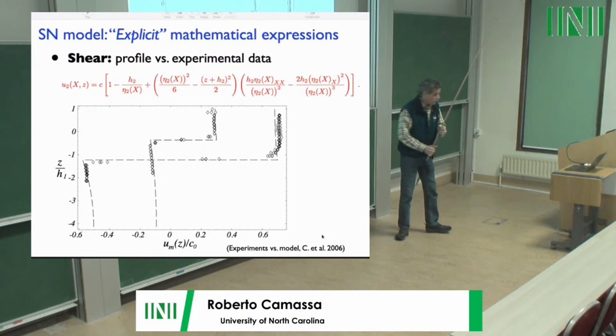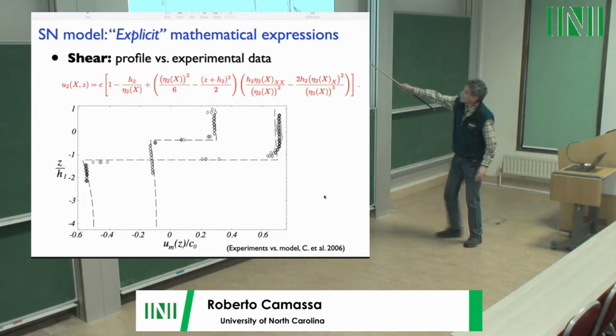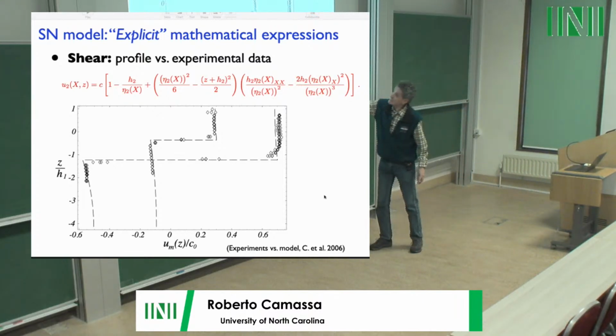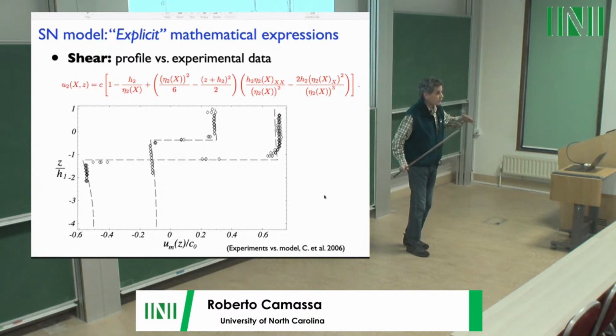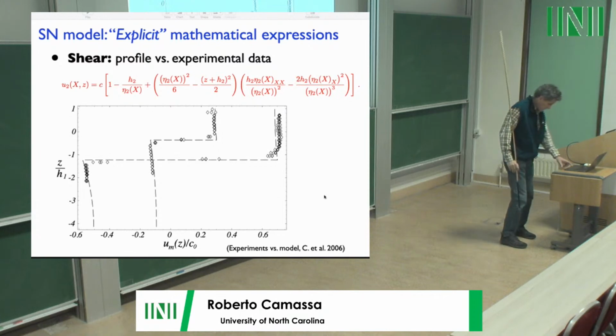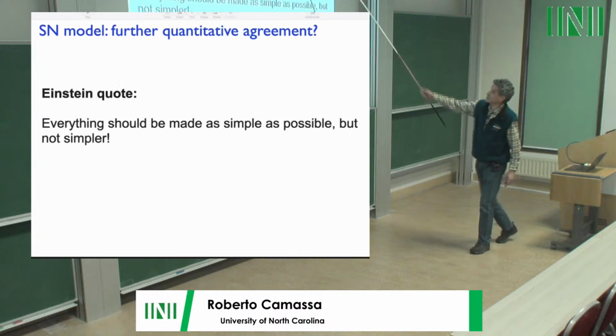The experiments by Grue were with a very small transition between the two layers. It's not perfect, and also you can see that there is somewhat of a slope here, okay, in the transition between the two velocities. So more about that later. Okay, so quantitative agreement.